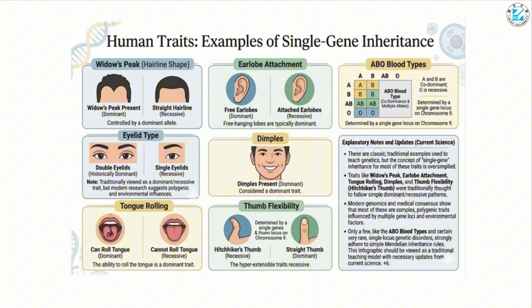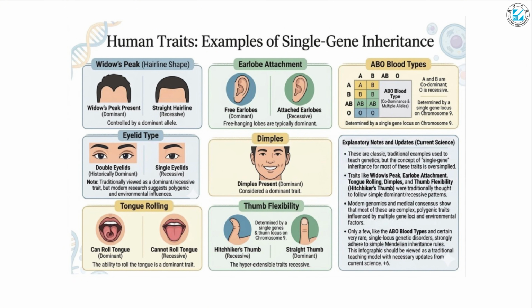Let's look at some examples. Can you roll your thumb? That's a dominant trait. Do you have a V-shaped hairline? That's called a widow's peak, and it's also dominant. Even your blood type, ABO type, is decided by the gene. It's amazing how much is hidden in our cells.